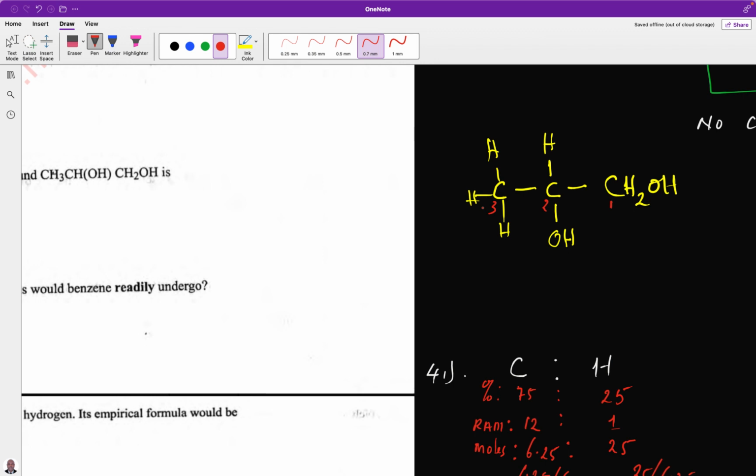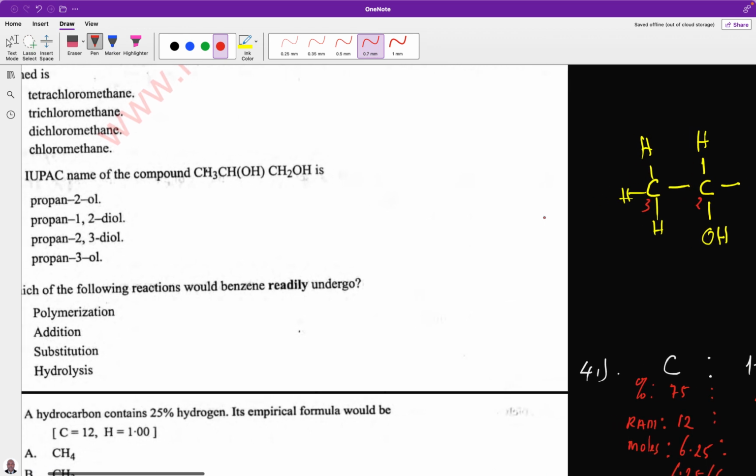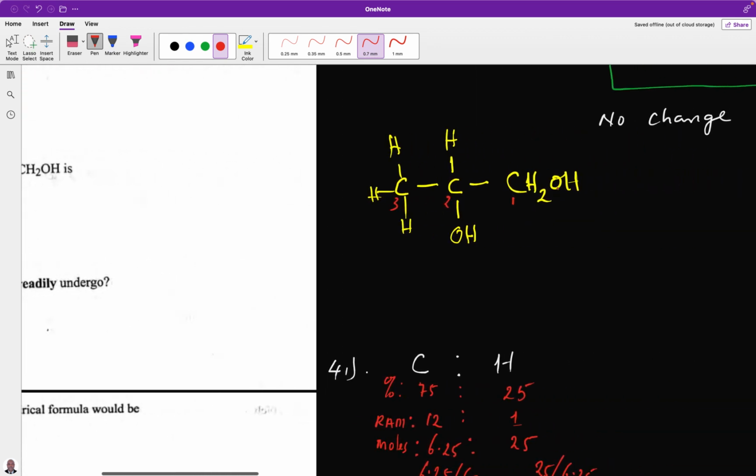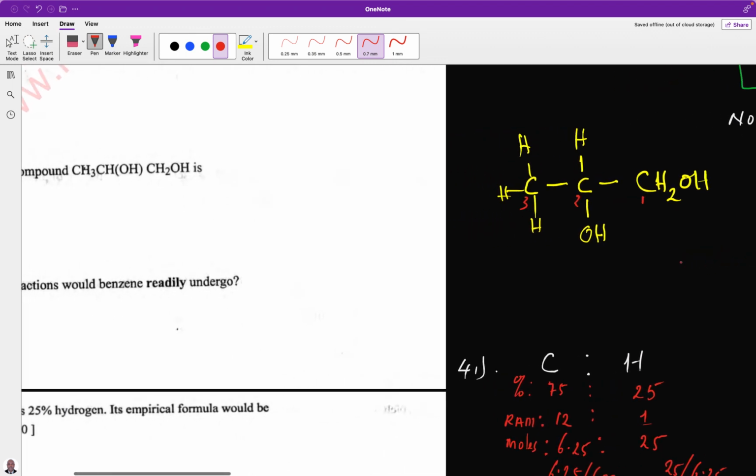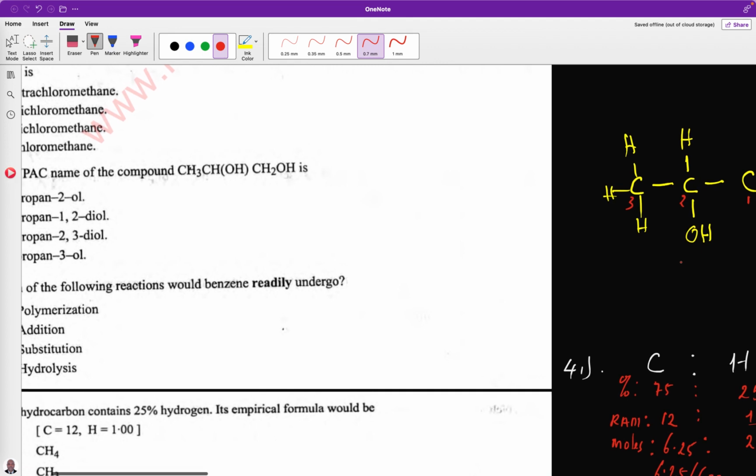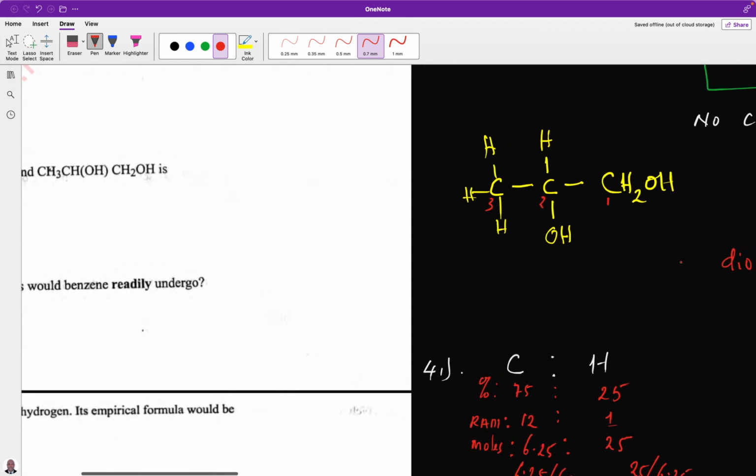In this case, the other one is located on the second carbon atom. Since there are two OH groups there, on the first and the second, we call it a diol. It's a diol. Now, what do we say? We now say this is 1, 2.